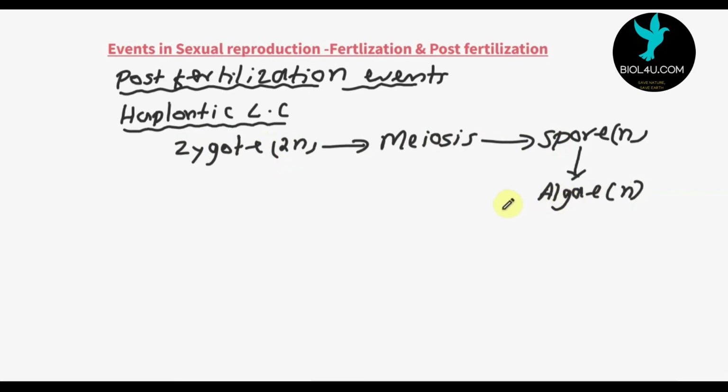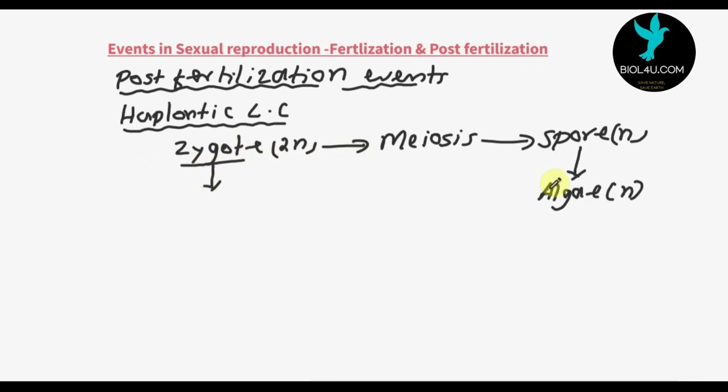So if that is the condition, we can say that this zygote is the link that ensures the continuity of the species between organisms of one generation to the next generation. So this zygote acts as a link between the two generations. The first generation produces haploid individuals, meaning gametes that fuse with each other and form the diploid zygote, and this diploid zygote develops into a young one in the case of a diploid organism.